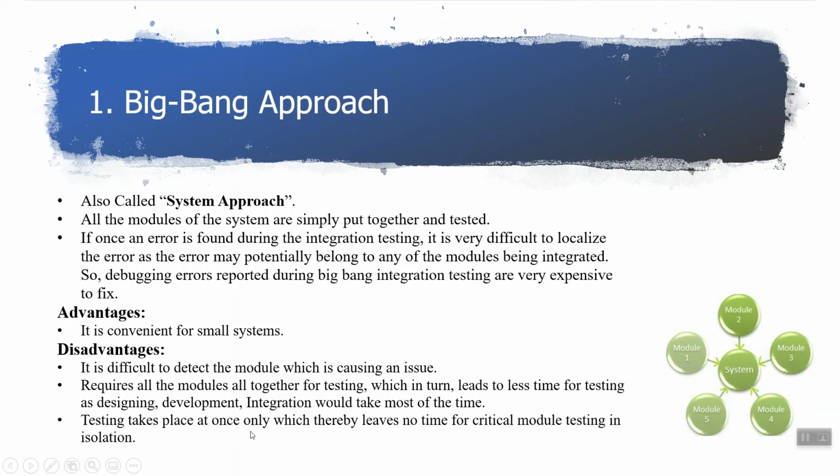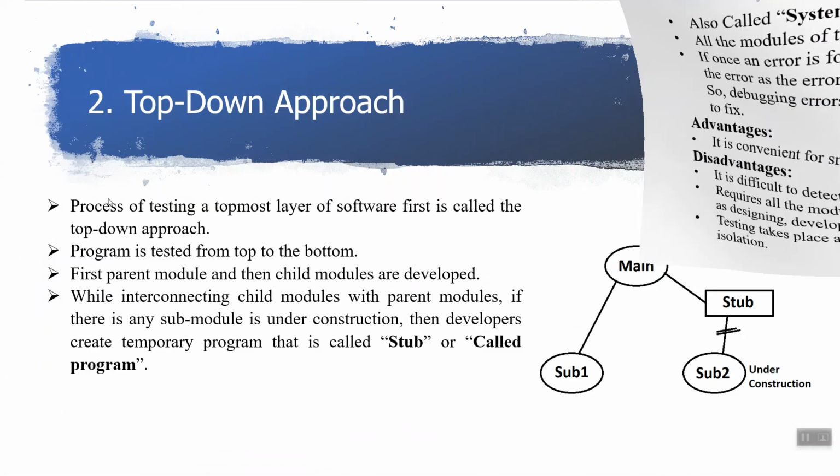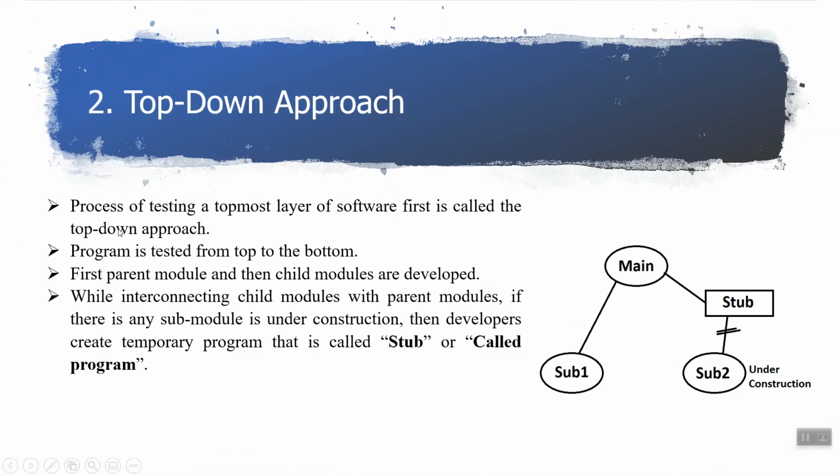Testing takes place only once, which thereby leaves no time for critical module testing in isolation. So these are some of the disadvantages of the Big Bang approach. The second approach is the top-down approach. The process of testing the topmost layer of software first is called the top-down approach.